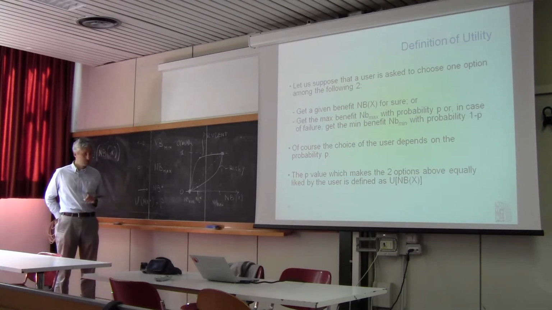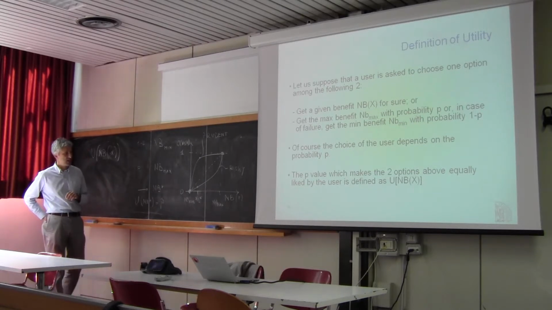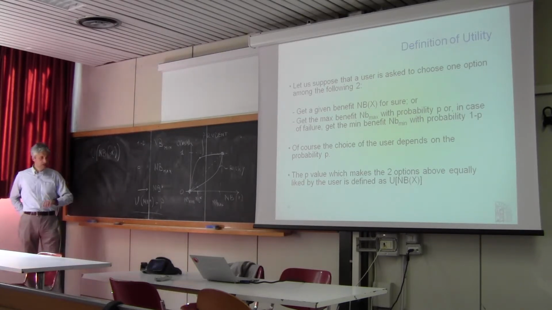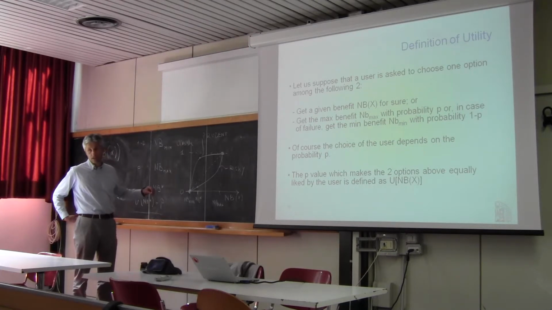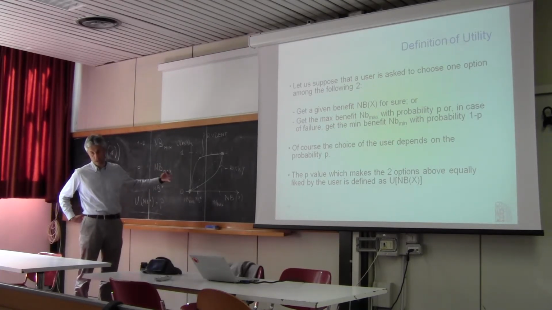Okay, now that I have clarified how the utility theory can help you to assess the propensity or aversion to risk, let's see how the utility theory then is used to identify the best decision.